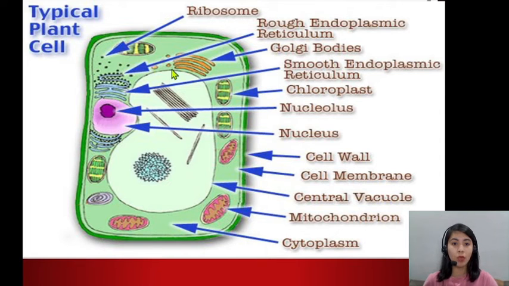We also have the Golgi body, the smooth endoplasmic reticulum or the SER, the chloroplast. Ito, ang chloroplast ay isa sa mga parts ng plant cell na wala ang animal cell kasi si plant cell ay produce ng kanyang sariling food in the process of photosynthesis. Pero si animal cell ay hindi naman. Kaya wala siyang chloroplast. But plant cell do have chloroplast. So lahat ng yan ay mga chloroplast.